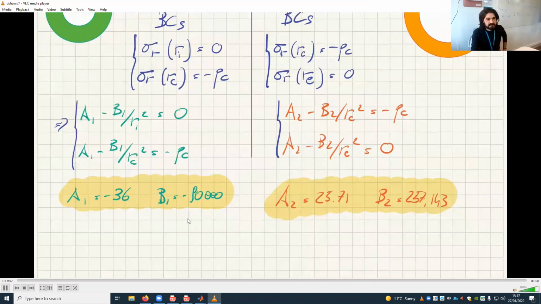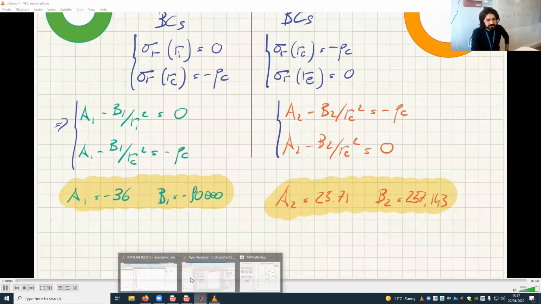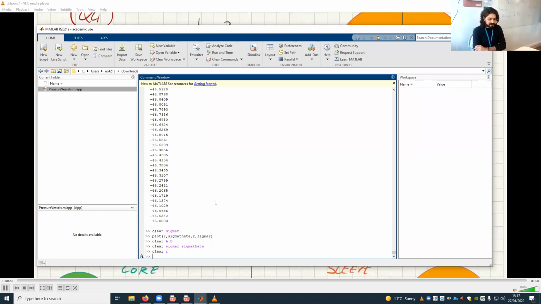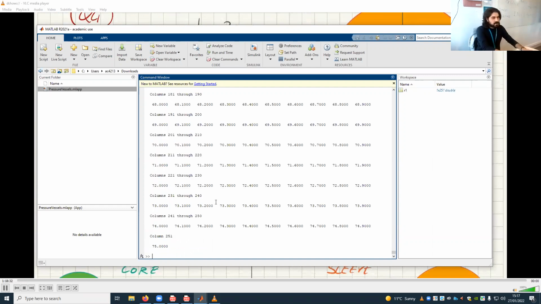Now, if you plot these distributions here, let me do this in MATLAB. So now we are so good now. So clear A and B. And clear sigma r, sigma theta. R as well, because R is different, of course. Now I need an R that goes from 50 to 75. So R1 goes from 50 with steps of 0.1 to 75. And R2 goes from 75 to 100 with a step of 0.1.